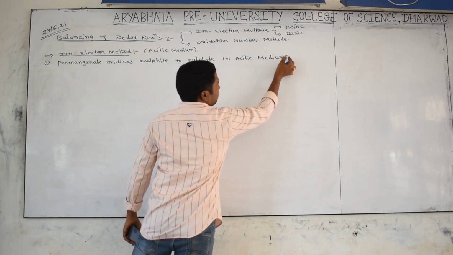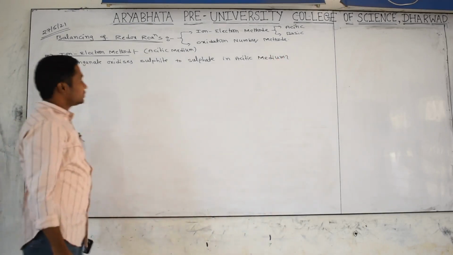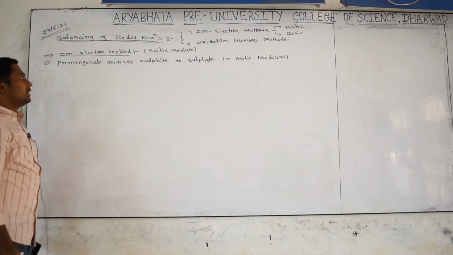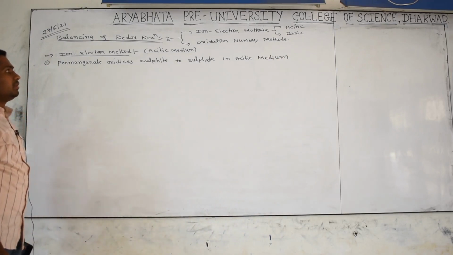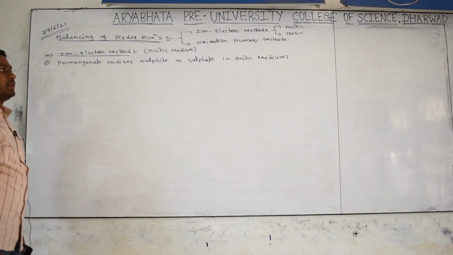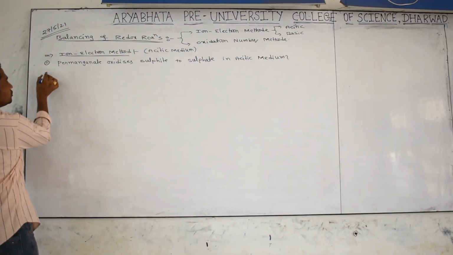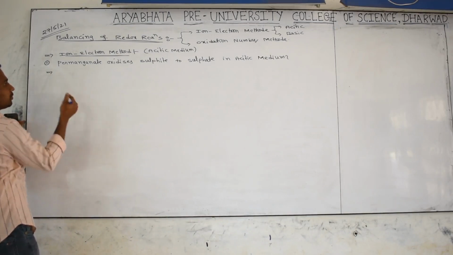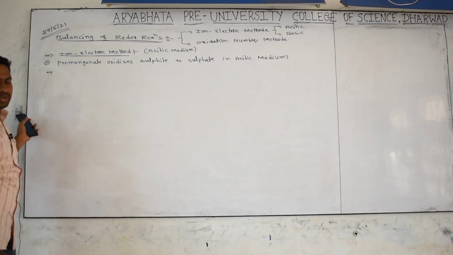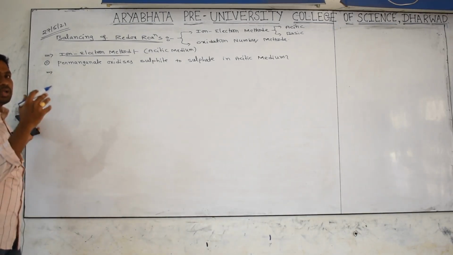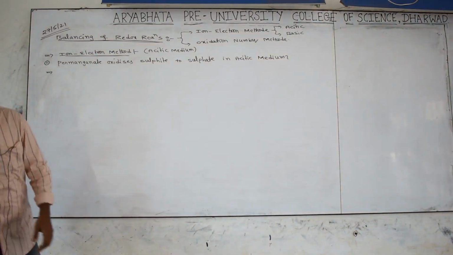Okay, first of all, what should be done? Read: permanganate ion oxidizes sulfite into sulfate in acidic medium. We have to do it step by step. The first step is writing the skeletal equation. Skeletal equation means we first write down which chemicals are involved.